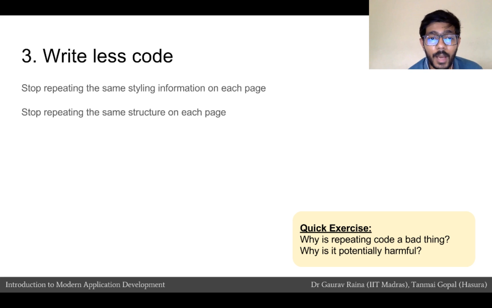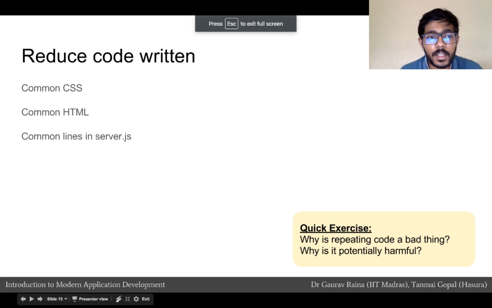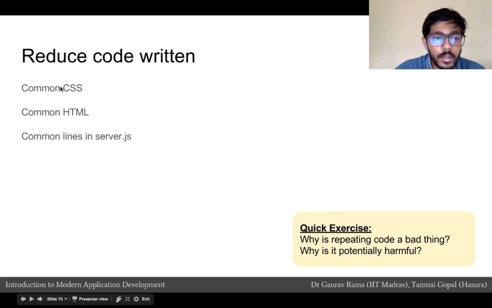The goal of a good programmer is always to write the least amount of code possible, right? We should never repeat functionality by repeating code. And apart from being aesthetically not very elegant, this is also potentially harmful. You guys should read up a little bit on the internet about what is called the DRY principle, and why repeating code could be potentially harmful. So we have 3 specific areas where we want to reduce the code written: common CSS, common HTML, and common lines in server.js. Let's see how we do this.